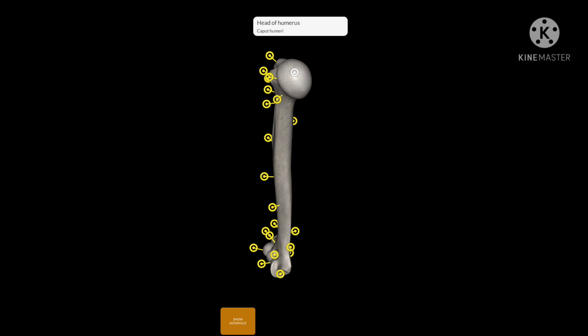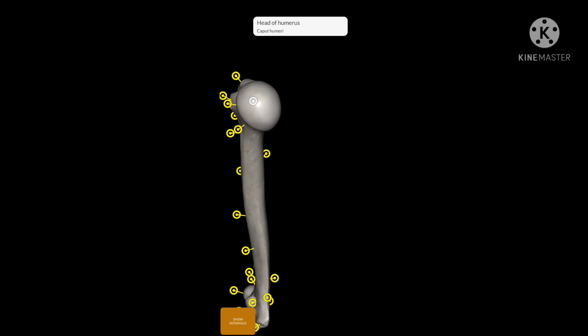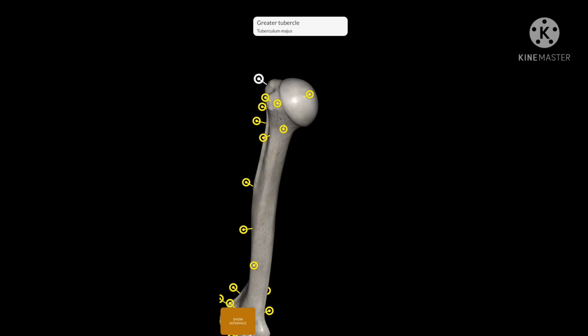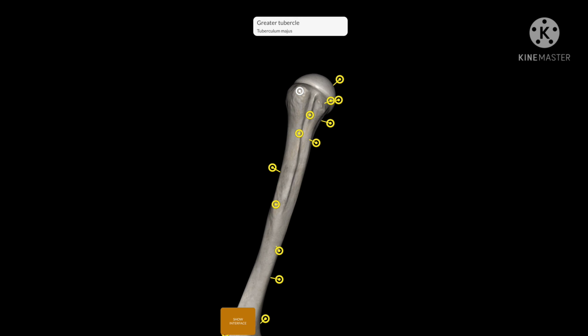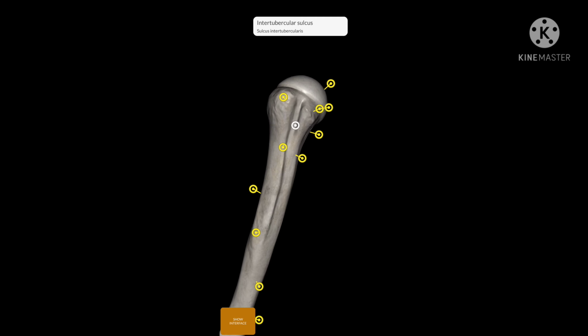Now let us discuss each structure of this humerus. As you can see, the front portion with the ball type portion is the head of the humerus. This is the greater tubercle, on the front side, and this is the lesser tubercle. Between the greater tubercle and the lesser tubercle there is the intertubercular groove, a deep groove. Don't worry, there is some importance to the groove and to the greater and lesser tubercles.